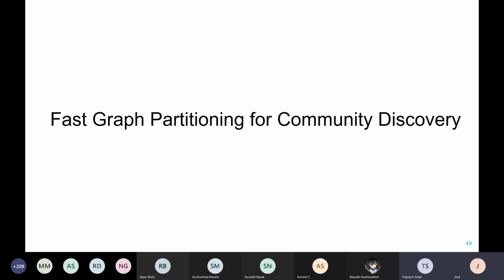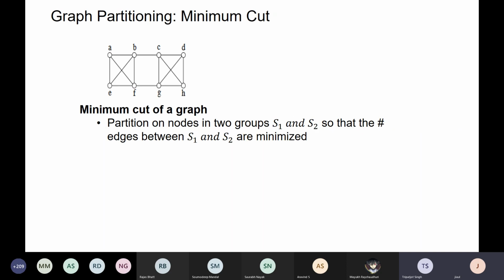Now we are going to look into another very fast algorithm for community discovery, and this algorithm is actually a randomized algorithm. Okay. So far, the algorithms that we have seen are not randomized; they are deterministic algorithms. But now we are going to see a randomized algorithm, a pretty fast algorithm to partition a particular graph. Now the fundamental concept that we will be using in this case is called the minimum cut in the graph.